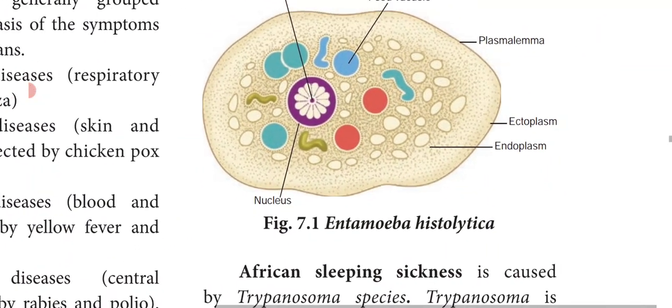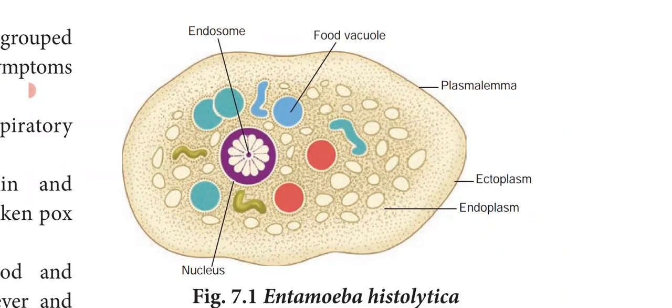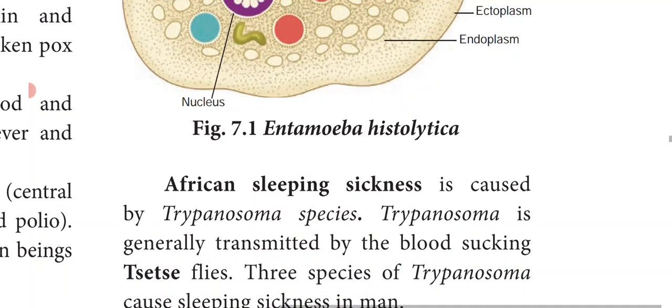In this picture you can see the diagram of Entamoeba histolytica. It is a protozoan. It consists of a nucleus. The outer layer is called the plasma lemma. The outer region is called ectoplasm and the inner region is called endoplasm. Food vacuole is also present and at the center of the nucleus endosome is present.